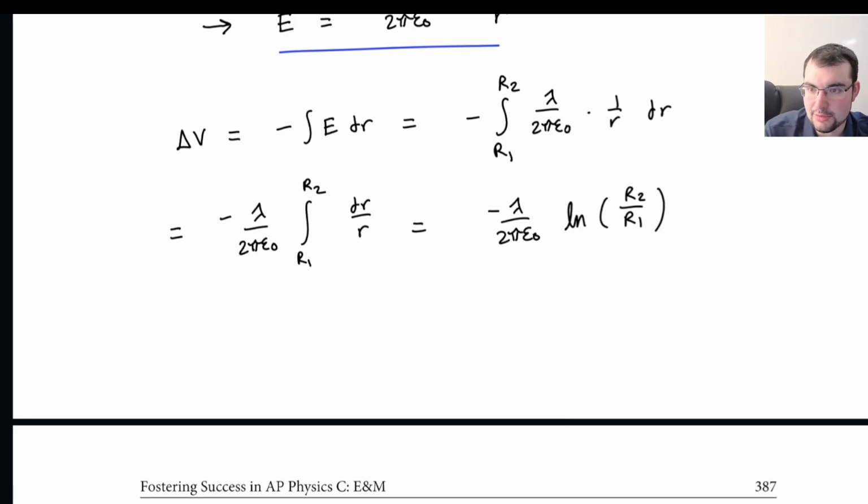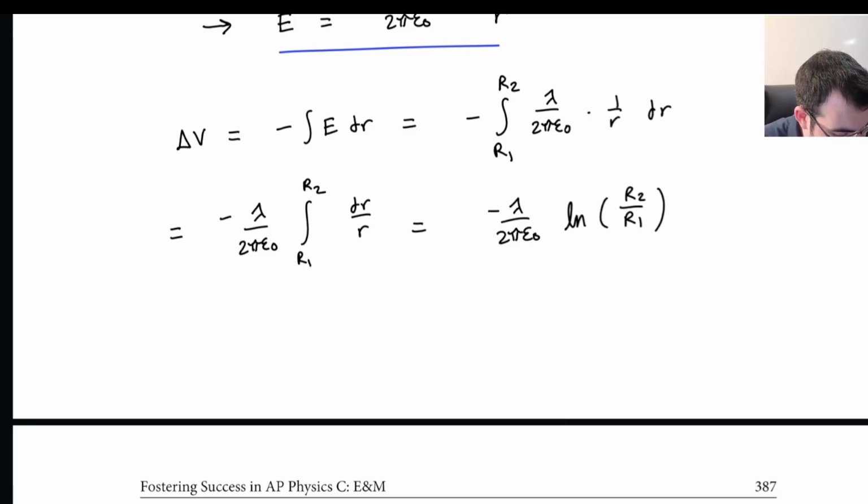So that evaluates to ln of r2 over r1, because if we evaluated this, we'd get ln r2 minus ln r1, which of course we can simplify using the division rule of logs. So we get that as our potential difference. So of course we'll take an absolute value when we plug in.